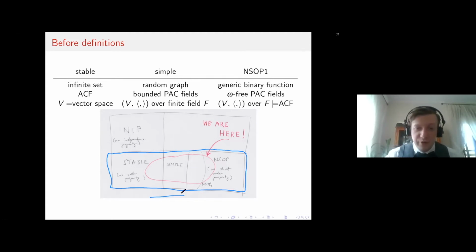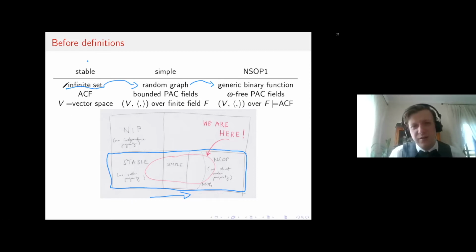If you go in this direction, you are less and less tame, and more and more wild. So what is changing? We have three different examples. In the case of stable theories, you have an infinite set, and this infinite set corresponds to the random graph. So you can take a structure which is similar but not so tame, and that will be the random graph. And if you go one step further, there will be the generic binary function.